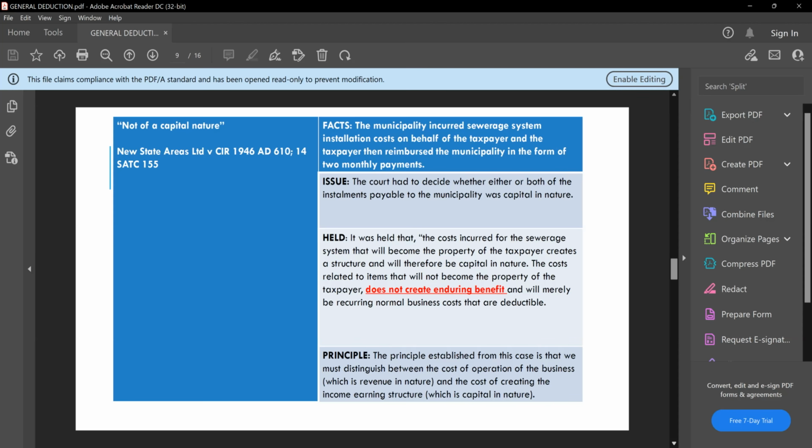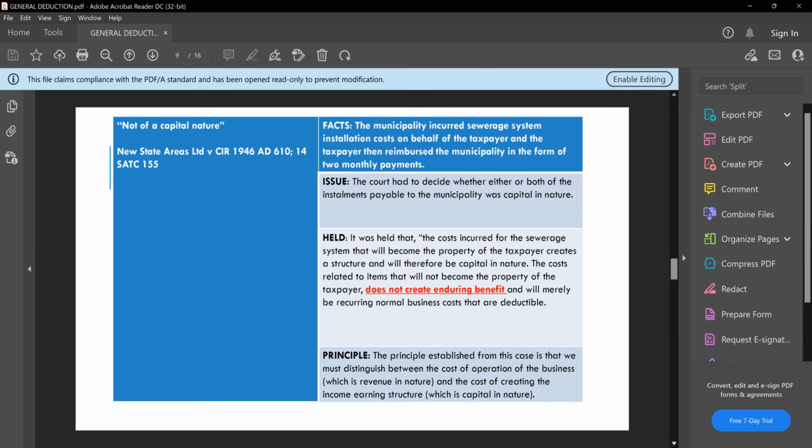The court had to decide whether either or both of the installments payable to the municipality was capital in nature. It was held that the costs incurred for the sewage system that will become property of the taxpayer creates a structure and will therefore be capital in nature. And the costs related to items that will not become the property of the taxpayer do not create an enduring benefit and will merely be recurring normal business costs that are deductible.